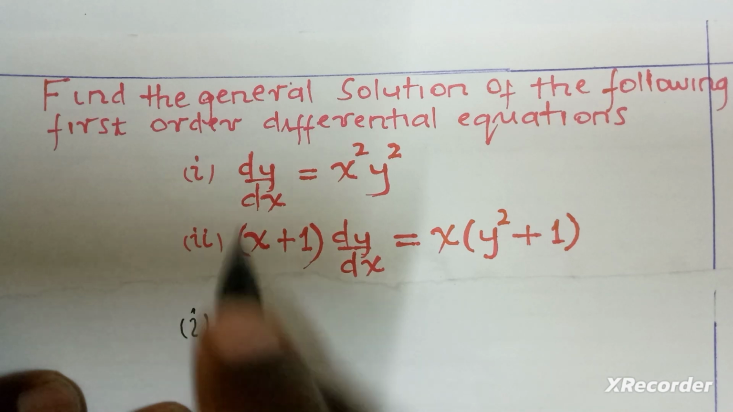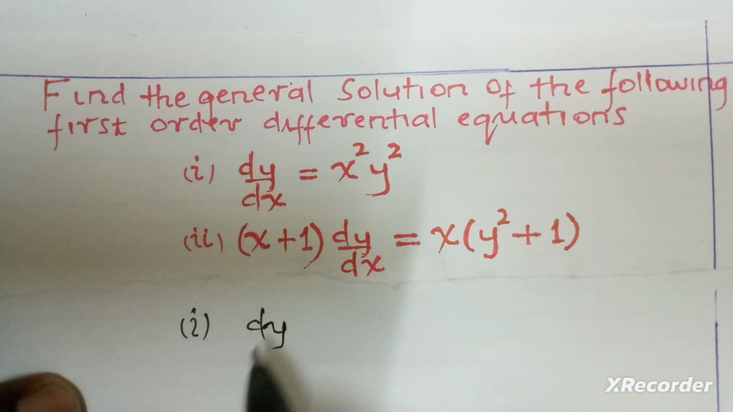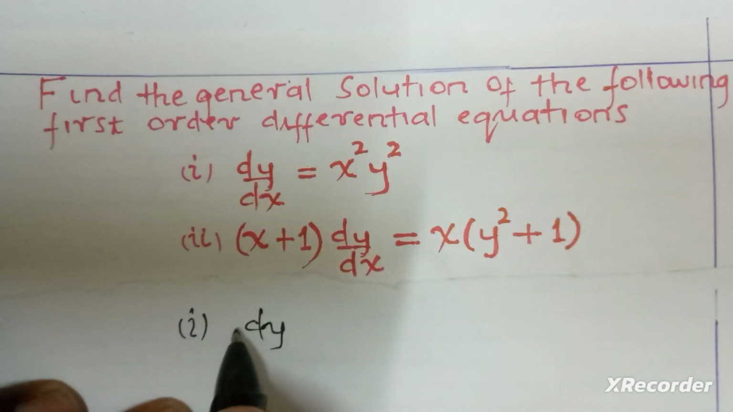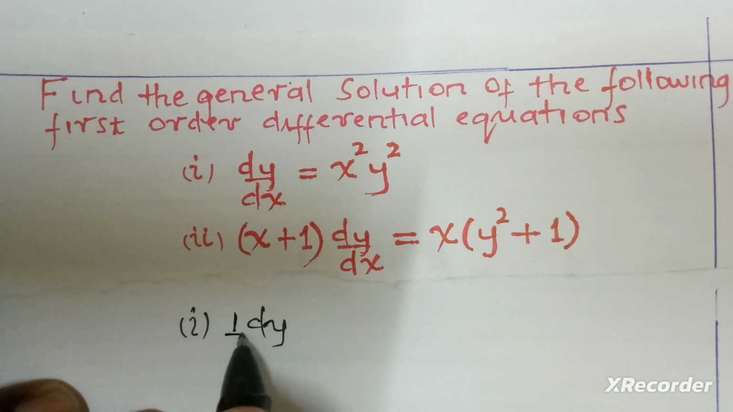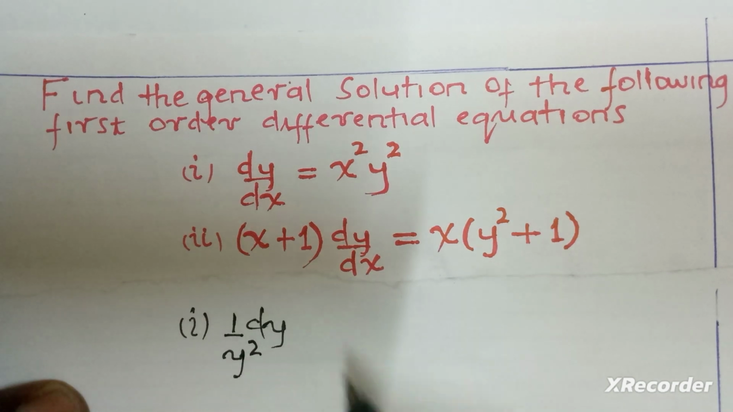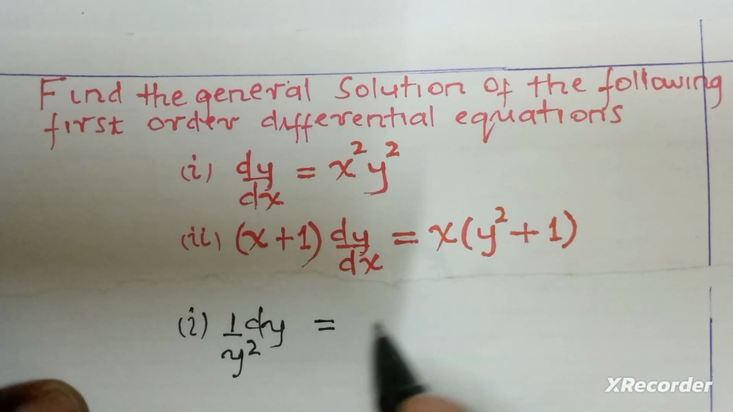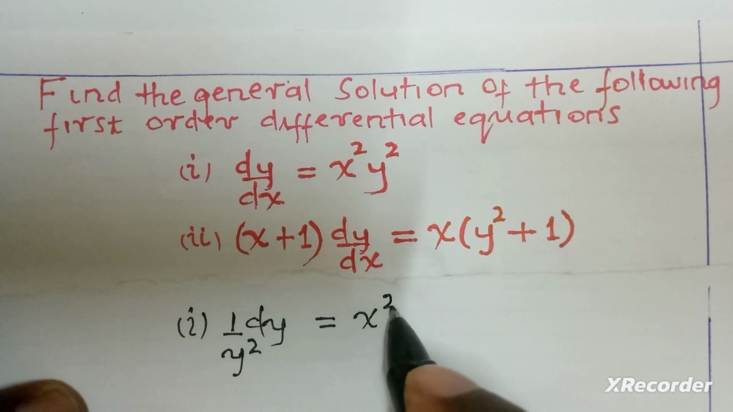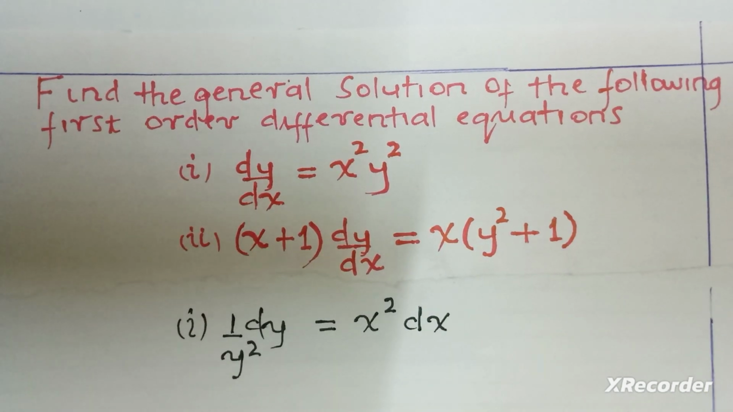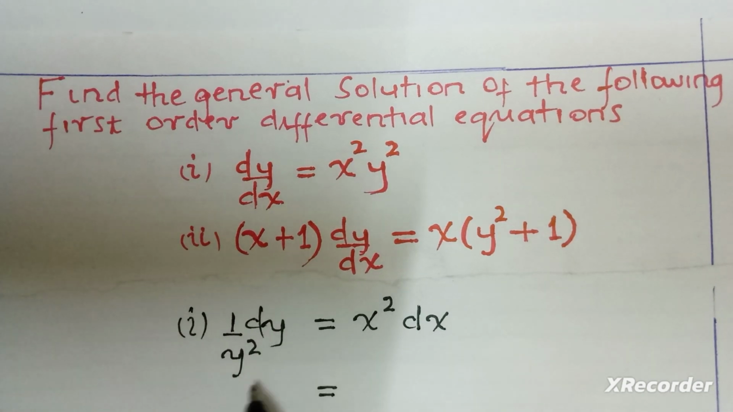So we shall have, for example, for this one, we shall write dy. You can put that dy on one side and then bring along y squared. So on this side, you shall have 1 over y squared like that. And then this one will now give us x squared, and now we bring dx to this side like that. So from there guys, we now integrate both sides.